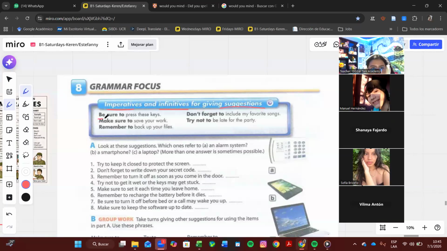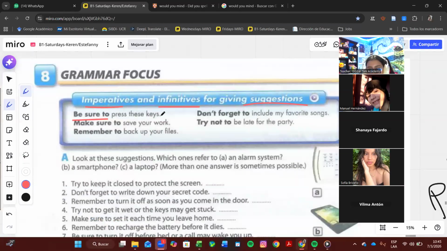So be sure to press these keys. So it's just like phrases. Be sure to press these keys. Make sure to save your work. Remember to, recuerda, back up your file. So it's basically like use the cloud to back up your files. Don't forget to include my favorite songs and try not to be late for the party.